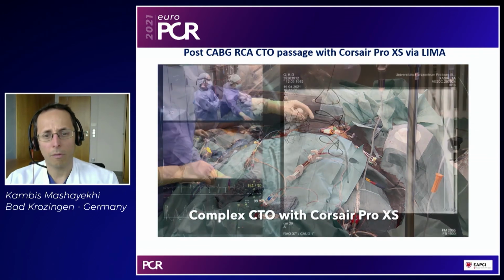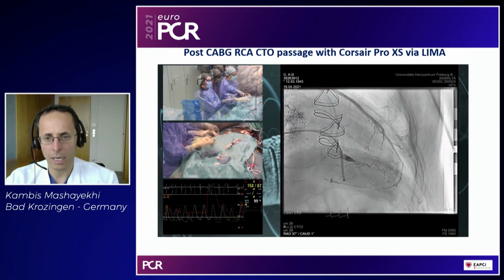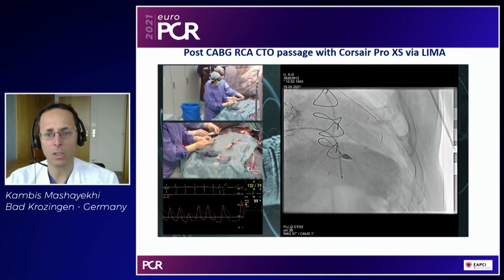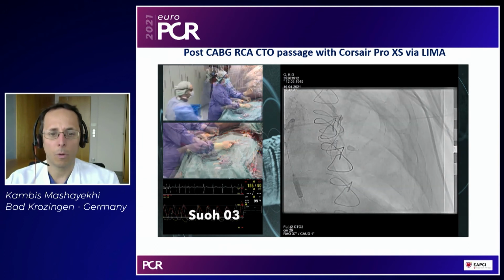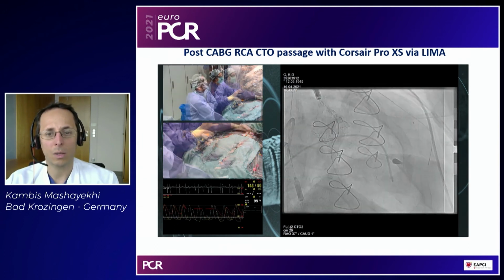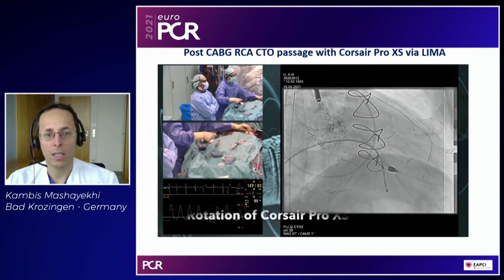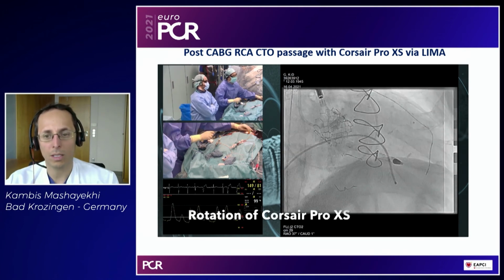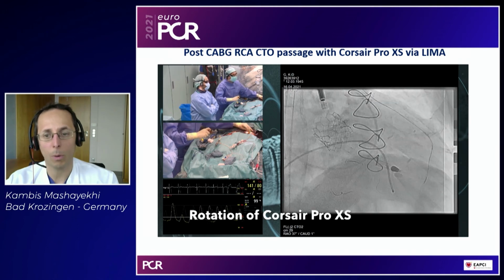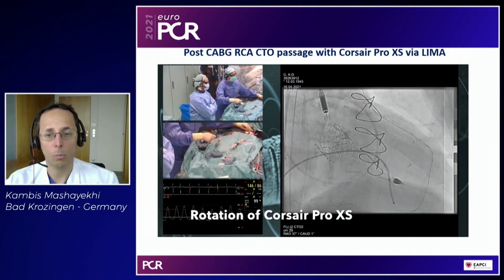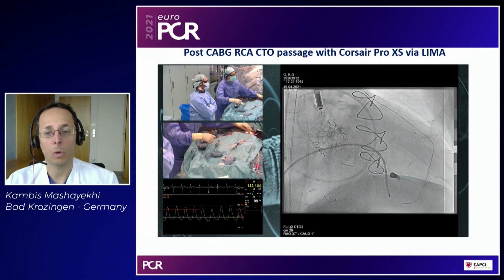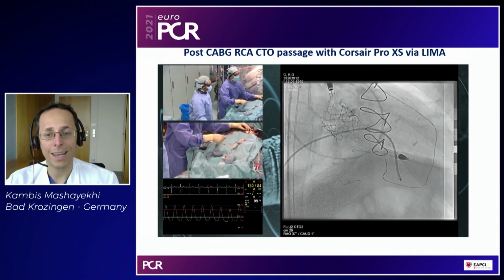So here we have a complex CTO with a Corsair Pro X. It's going over the left mammary, so a very long way for the device. Here you see some spasm as well, but you don't want to have too many ischemic events. And here you see how the Corsair Pro XS can just pass the collateral, but here you have less support from the LIMA because we were on left brachial. So it takes time, right?